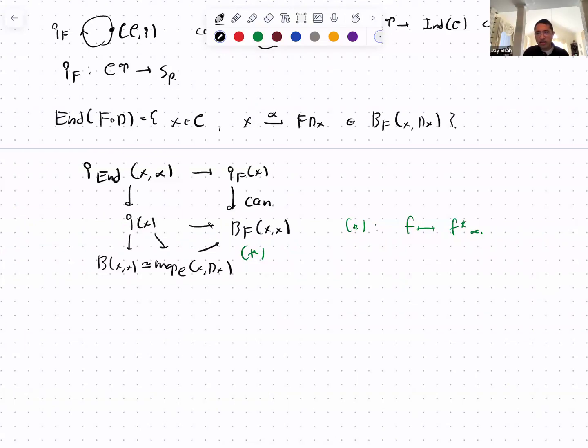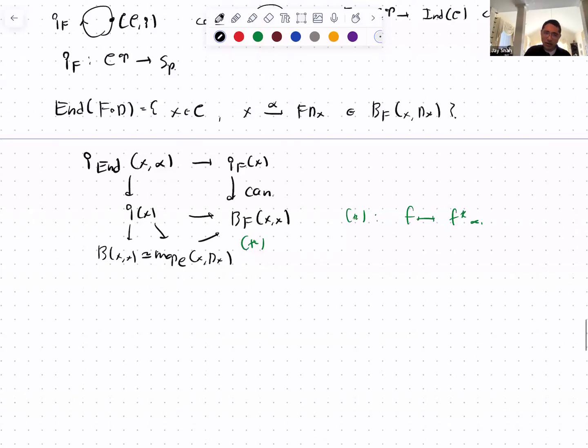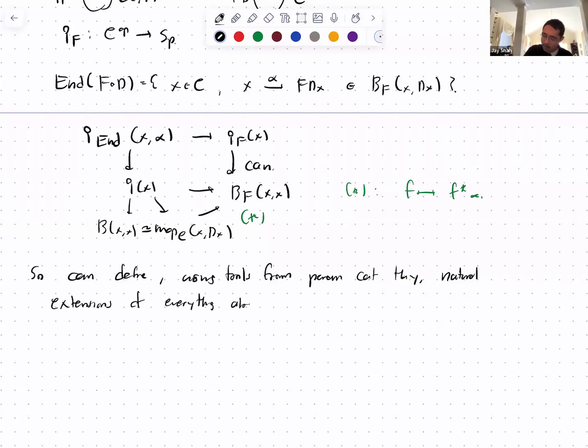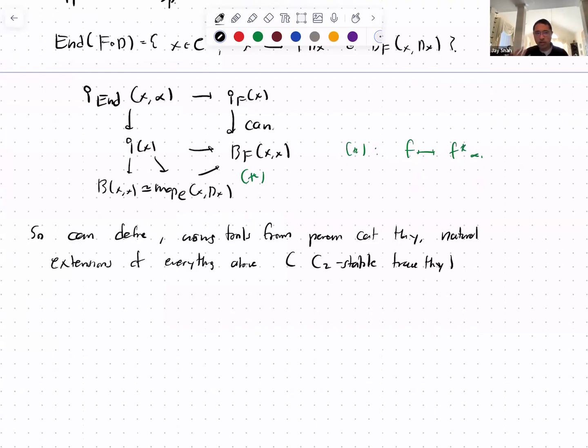And now, to conclude, let me bring the discussion back to this notion of tangent bundle that we saw earlier. Actually, let me first conclude the discussion about THR. So you can define, using tools from parameterized category theory, obvious, well, I should say maybe natural extensions of everything above, in particular, the notion of C2-stable trace theory, which admits, so the notion of stable trace theory admits sort of an obvious parameterized generalization.